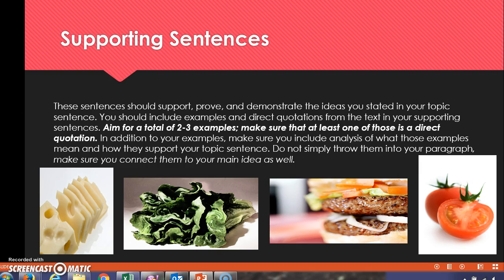In addition to your examples, make sure you include analysis of what those examples mean and how they support your topic sentence. Don't just throw in a sentence or an example into your paragraph without connecting it to your main idea as well.